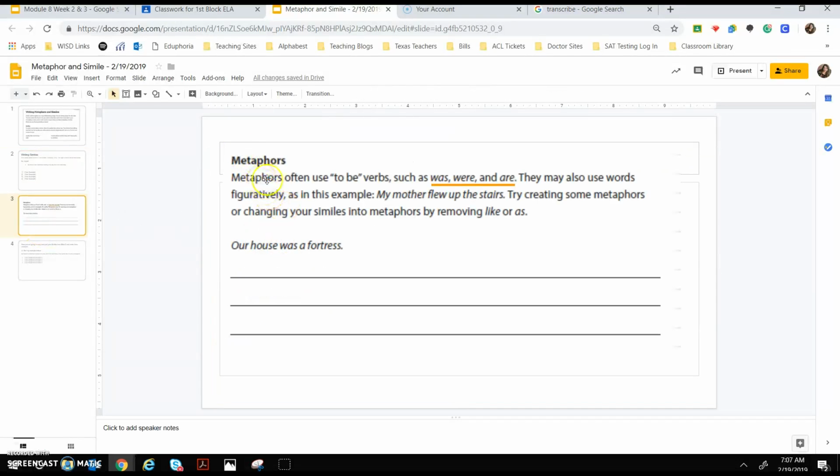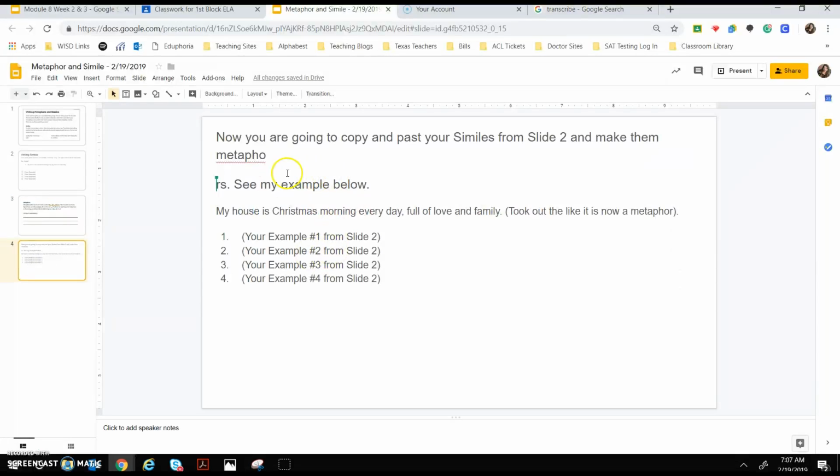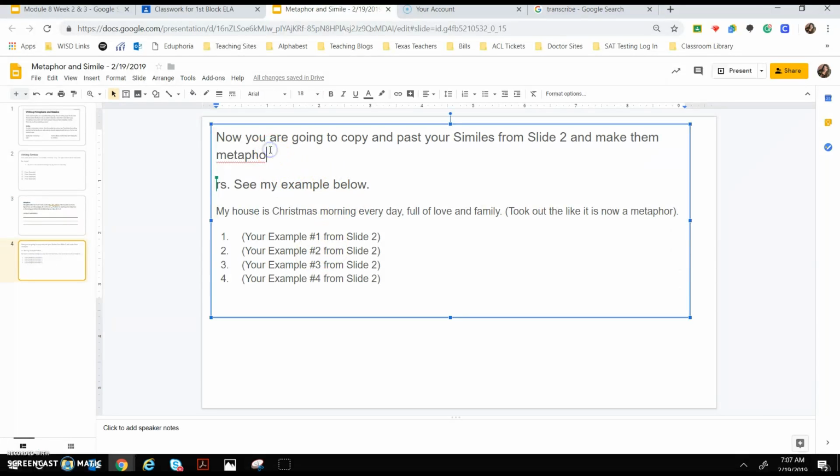So then we come to metaphor. Metaphors often use verbs such as was, were, and are. They may also use words figuratively, as in this example. My mother flew up the stairs. Try creating some metaphors or changing similes into metaphors by removing like or as. So, for example, they said our house was a fortress. So what Ms. Patterson did is now you are going to copy and paste your similes from slide 2 and make them a metaphor. So see my example below.